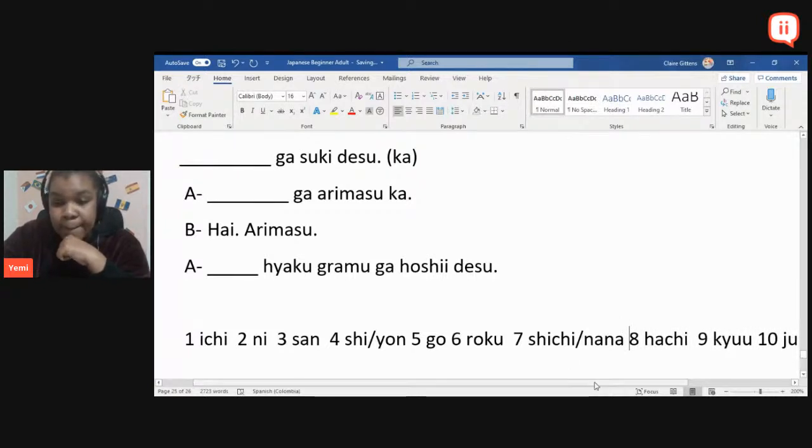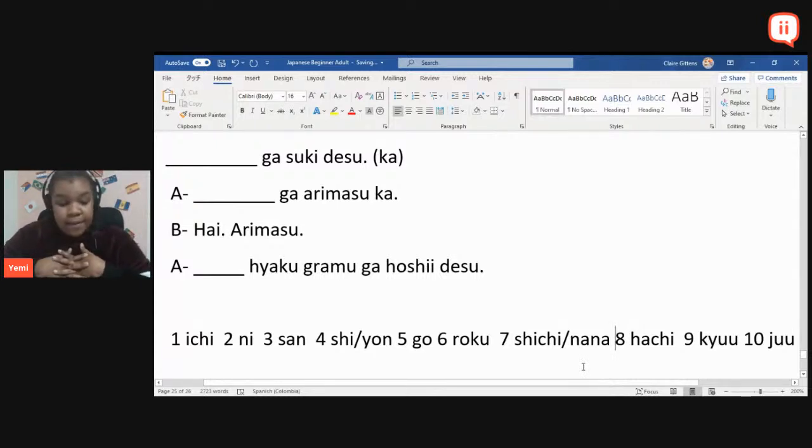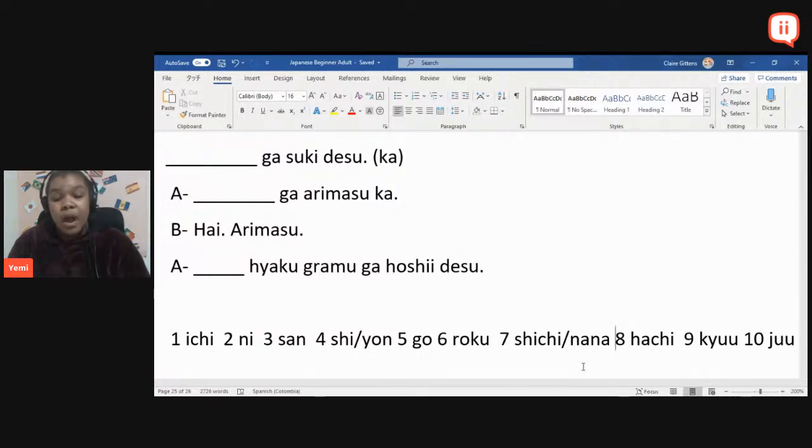All right, so let's practice these numbers, and then we will try this conversation. So listen and repeat. Ichi. Ni. San. Shi. And still four, yon. Roku. Shichi. Nana. Hachi. Kyu. Ju. Okay, so these are the numbers that we're going to need.